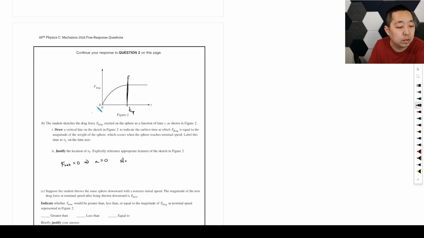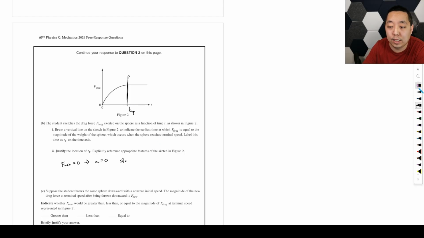Oh, wait, this is drag force. This is not velocity. I want to double check something. Okay, the last set had them do velocity. That's why I was doing velocity. Okay, so the F drag, when the sphere reaches its terminal speed.